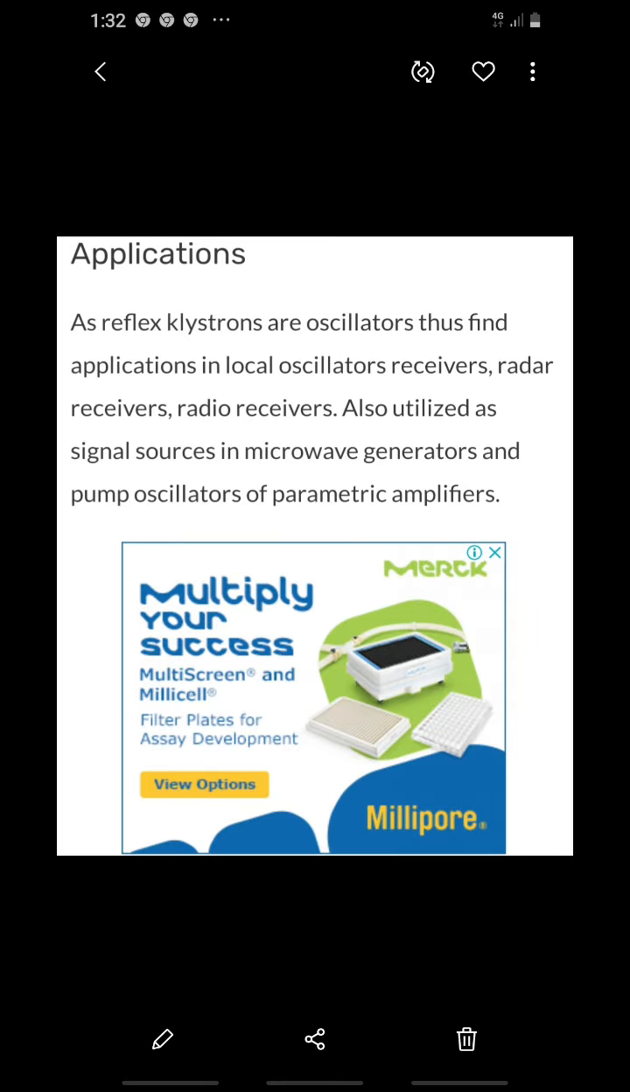Next, applications of the reflex klystron. As reflex klystrons are oscillators, they find applications in local oscillators, receivers, radar receivers, radio receivers, and are also utilized as signal sources in microwave generators and pump oscillators of parametric amplifiers.